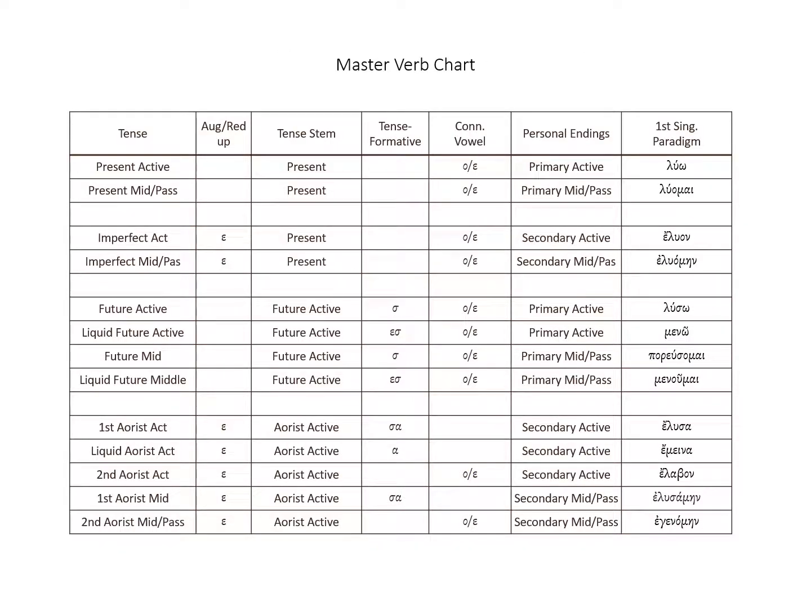Our master verb chart, I know this is small. If you need to pause the screencast and look through a little more closely, grab a magnifying glass perhaps, but just keep in mind the pattern here. Wherever we have an augment, we also have secondary endings. We think about the tense formative. When we have a tense formative that ends in a vowel, then we don't need a connecting vowel.